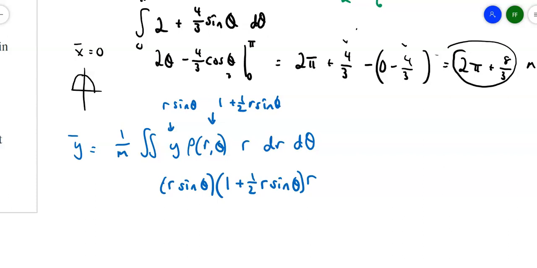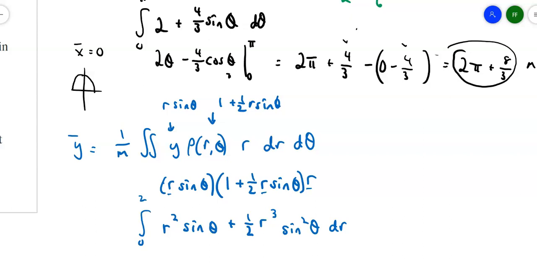I multiply them across. The first term here will give me an r sine theta times r, which is an r squared sine theta. The second term here will give me a 1/2, 1, 2, 3 r's, so r to the third. A sine theta times a sine theta is a sine squared theta. So I'm going to integrate that with respect to r. We said our r limits of integration were from 0 to 2.